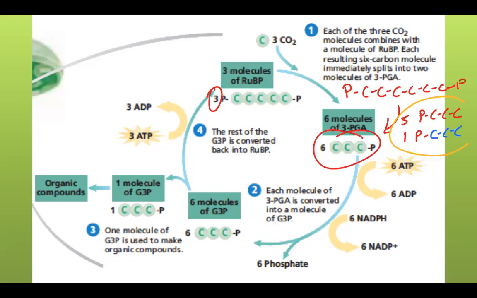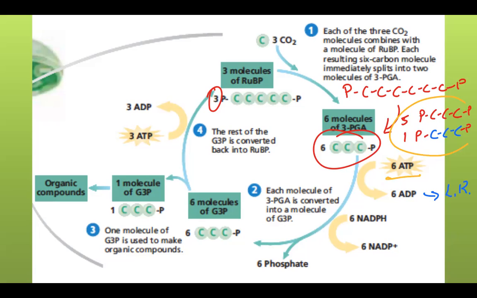The first step is you're going to use 6 ATP because we have 6 compounds here. You're going to take a phosphate off of ATP, which produces ADP. That goes back to the light reactions. And that means you've got 6 phosphates. You're going to put them on the ends here.